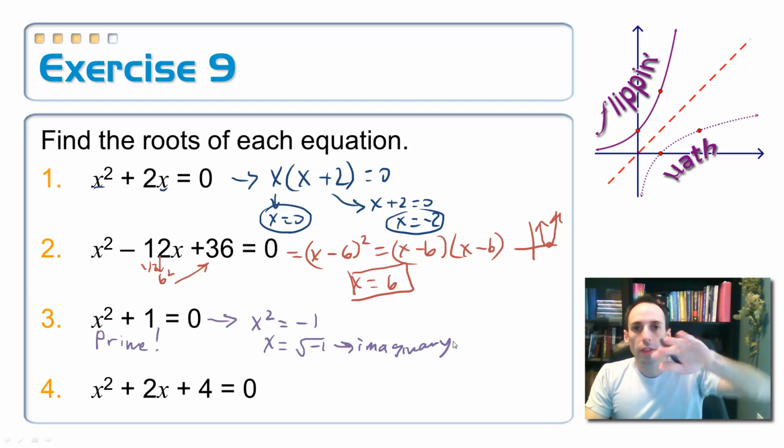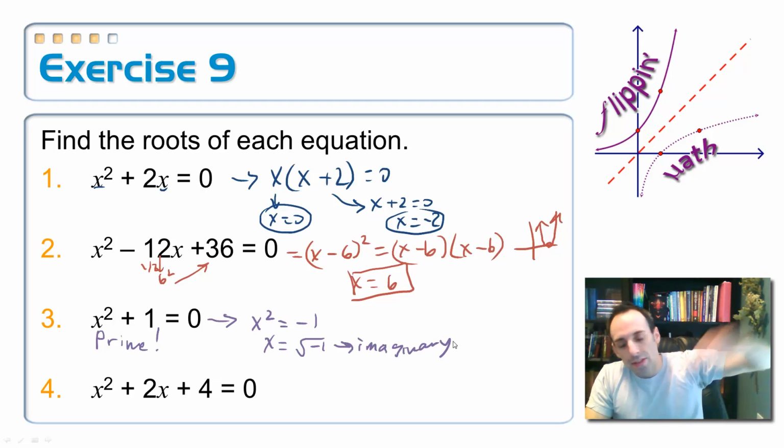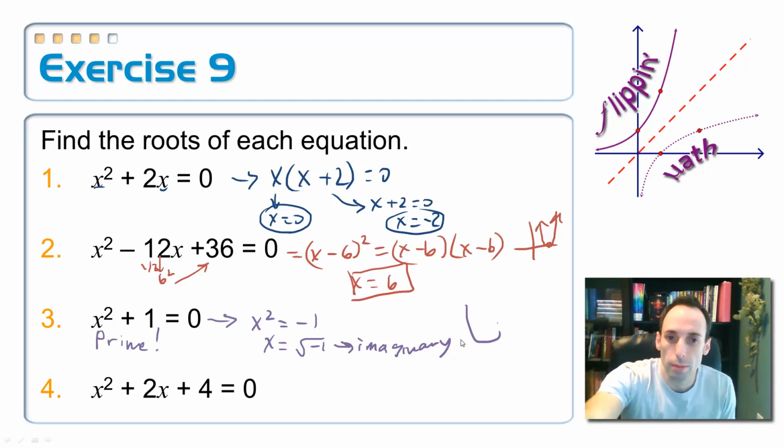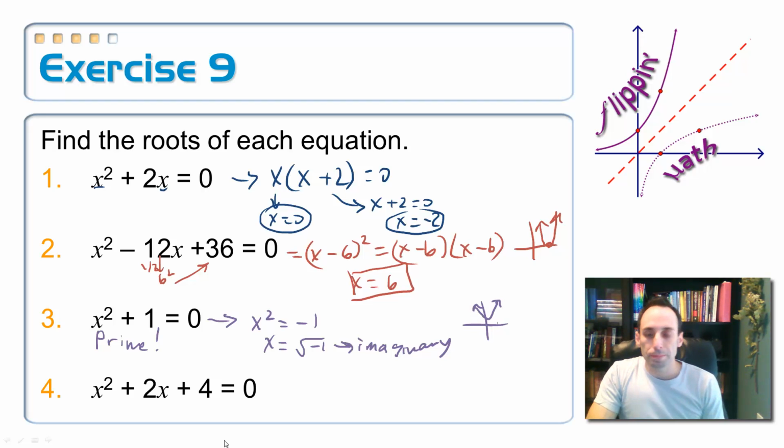Imaginary. And that will be a lesson in this unit at some point. And what this will mean is that whenever you go to graph your parabola, like so, it would just not touch the x-axis at all. Okay, last one. This one calls for some green.